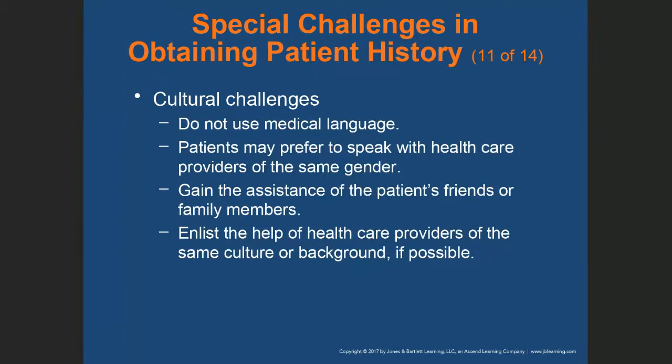Patients with cultural challenges. Do not use medical language. Patients may prefer to speak with healthcare providers of the same gender. Gain the assistance of patients' friends or family members. Enlist the help of healthcare providers of the same culture or background, if that is possible.